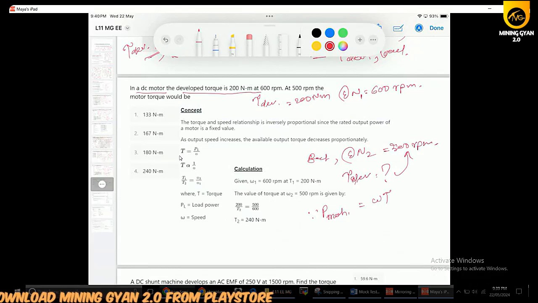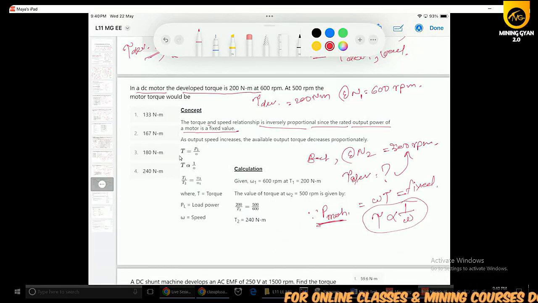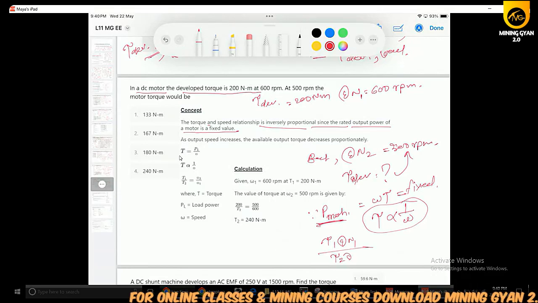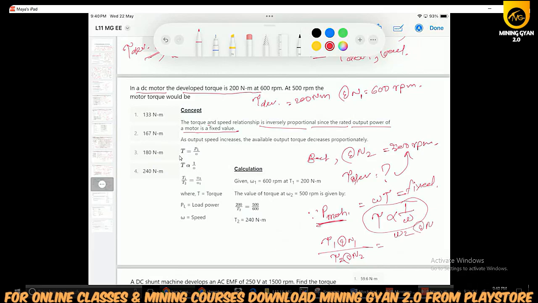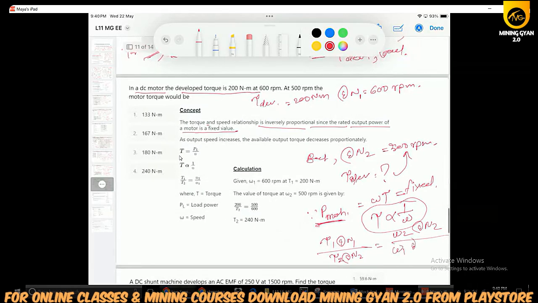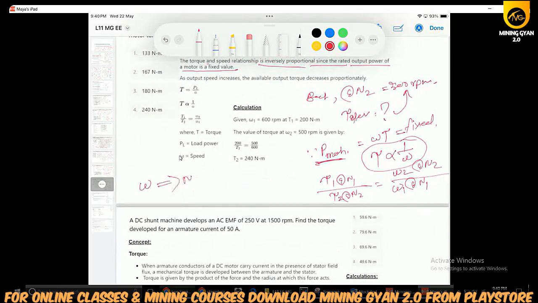Omega T. The torque and speed relationship is inversely proportional since the rated output power of the motor is a fixed value. This will be fixed or constant because this is the rated capacity of the motor output. So obviously torque will be inversely proportional to the speed, right? Then T1 at speed N1 divided by T2 at speed N2 will be omega 2 at N2 divided by omega 1 at N1, right? And omega and N are related to each other.